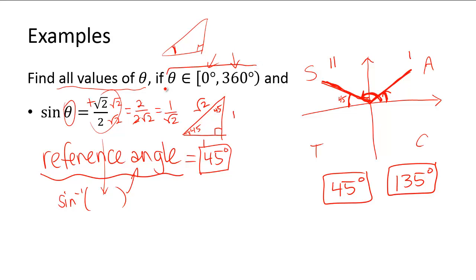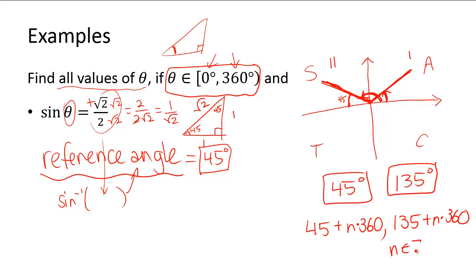Notice that if theta was not restricted to 0 to 360, you'd have all the coterminal angles that end in these positions as well. So if that restriction was not given, then you would say 45 plus n times 360, which gives all the coterminals for that, and 135 plus n times 360, which gives all coterminals for that. That's if the restriction was not there, where n is any integer.